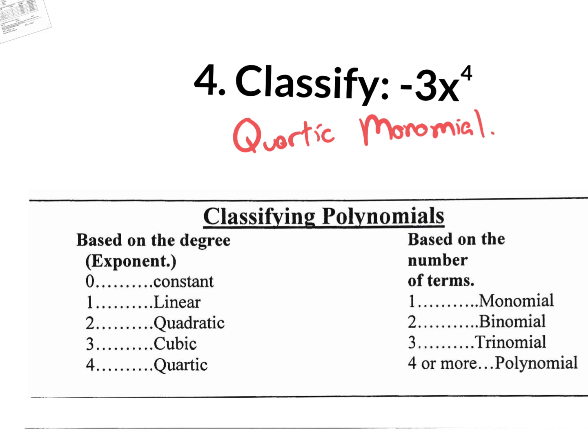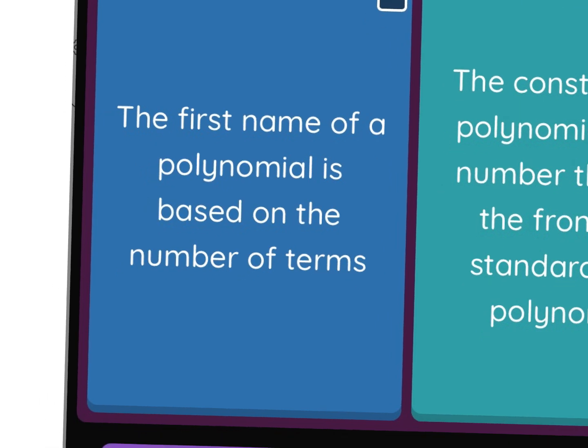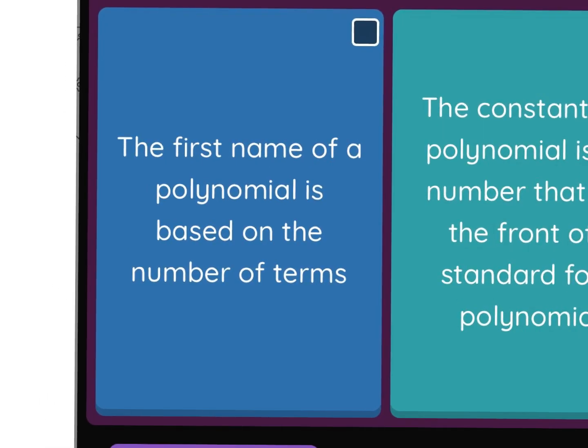Let's move on. This is one of those questions that you guys love. It says select the following true statements. So we need to read each one of these and decide if it's true or false. It says the first name of a polynomial is based on the number of terms. True or false? That's false. The first name of a polynomial is based on the degree, right? On the highest exponent, not on the number of terms. That's a last name, right? So don't pick that one.